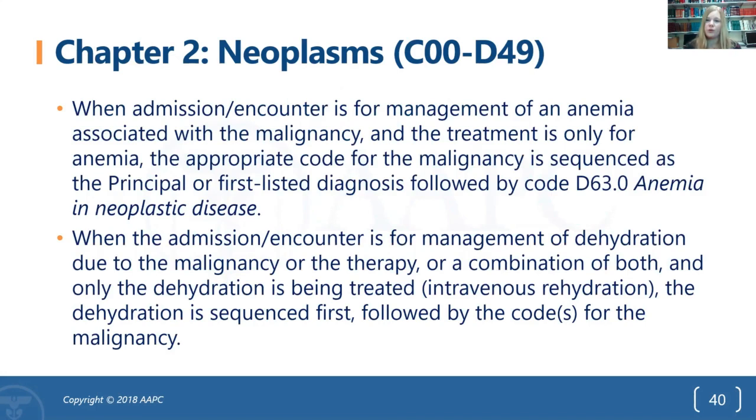This is a different rule than we're used to. When the admission or encounter is for the management of anemia associated with the malignancy and the treatment is only for the anemia, the appropriate code for the malignancy is sequenced first, and then that secondary code is D63.0, anemia in neoplastic disease. However, if dehydration is the reason for the encounter, it would be sequenced first, then the code for the neoplasm. If you look at code D63.0 in your ICD-10 book, there is an instructional note leading you in the right direction.